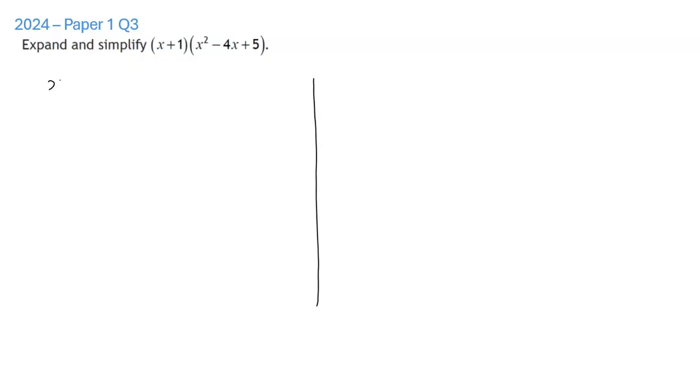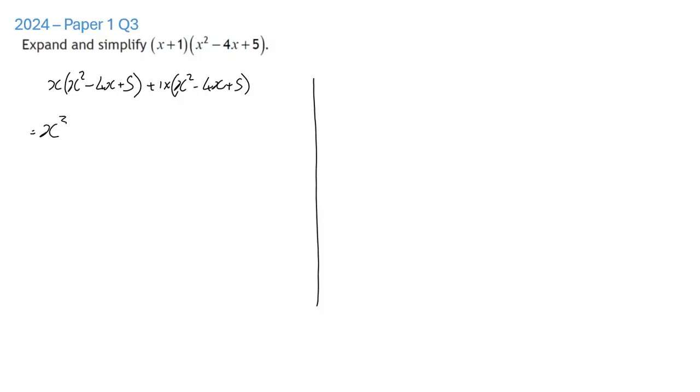First method was to expand the linear bracket with the quadratic bracket by each element. So we'd have x times x squared minus 4x plus 5. Now in the linear bracket it's a plus 1, so it's going to be then plus 1 times the x squared minus 4x plus 5. Do each bracket separately and bring it all together.